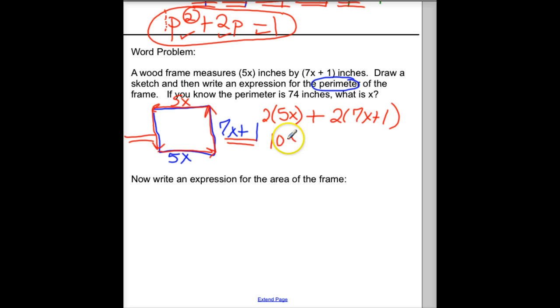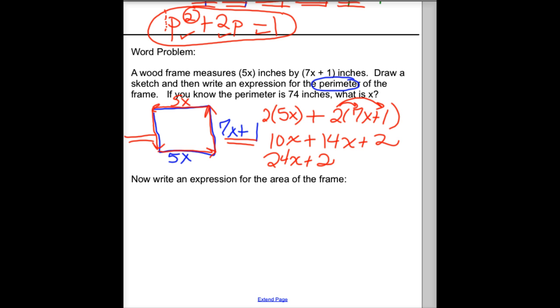That gives me 10x's plus hippity-hoppity distributive property, 14x plus 2. I end up with 24x plus 2. That is an expression for the perimeter. Now, again, we're going to tie in some linear algebra from last year.